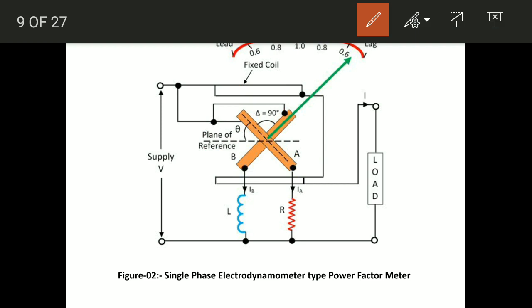From this diagram it is clear that the moving coil is further split into two paths, or two coils, coil A and coil B, and they are electrically connected in such a way that they are parallel with respect to each other. So this is a common terminal point which is further divided into two parallel paths. The first coil is A, and a non-inductive resistance R is connected in series with coil A, whereas the second parallel path is indicated by coil B, and a very large inductive coil is connected in series with coil B.